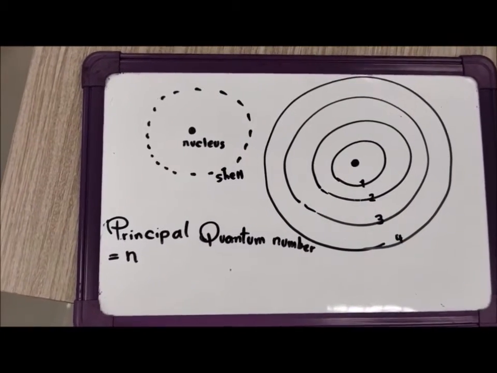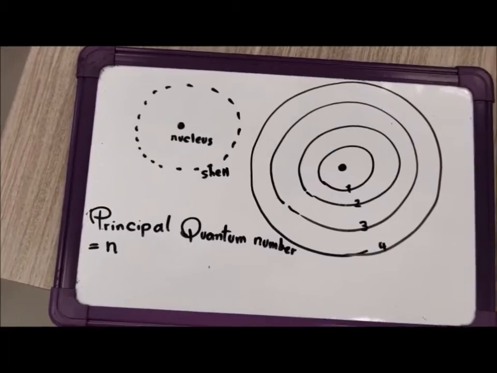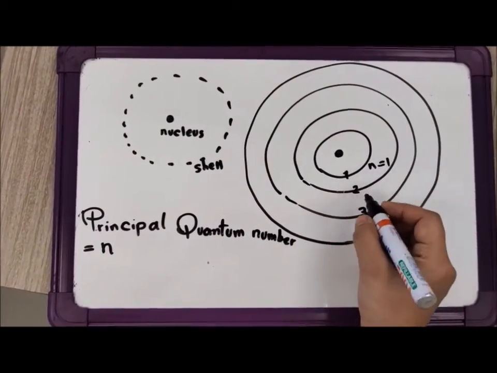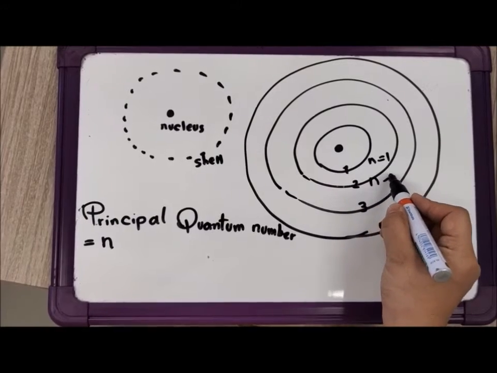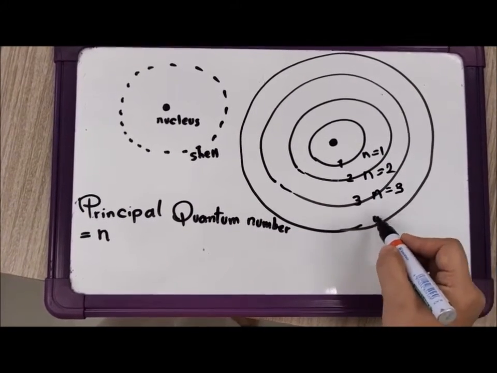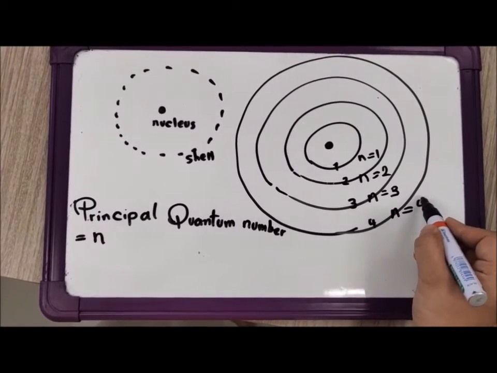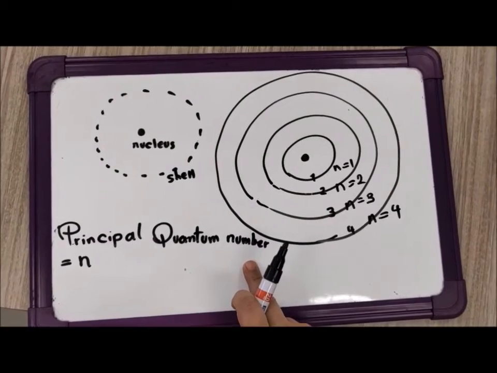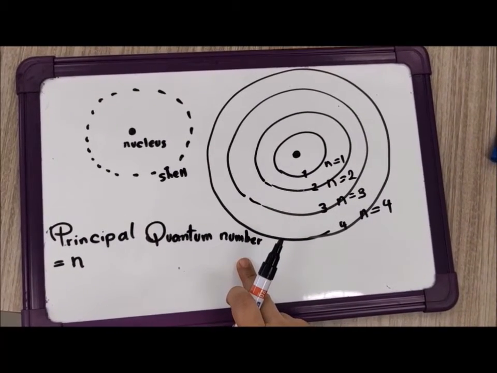For example, the principal quantum number of shell 1 becomes n equals 1. For the second shell, n equals 2. For the third, n equals 3. For the fourth, n equals 4. So n, or the principal quantum number, actually shows the shell number.